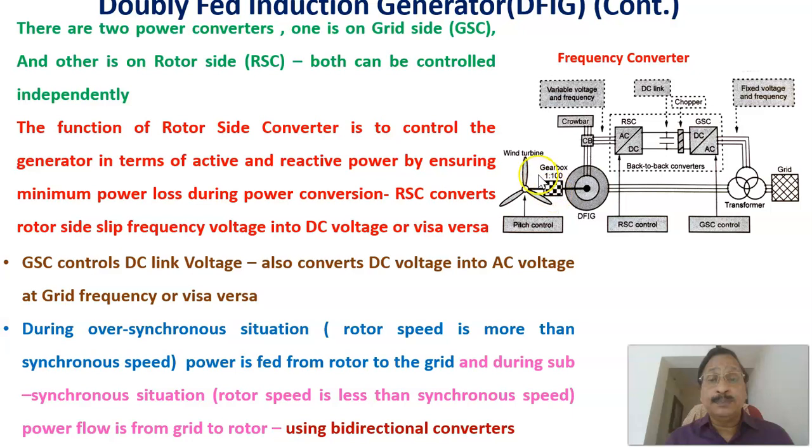This is the wind turbine that is connected to the rotor through a gearing mechanism. The wind turbine is rotating so slowly, but you have to increase the speed. That is done by the gearing mechanism, so that the rotor speed will increase. If the rotor speed is more than the synchronous speed, it is working as an induction generator. Of course, it's working as a generator.